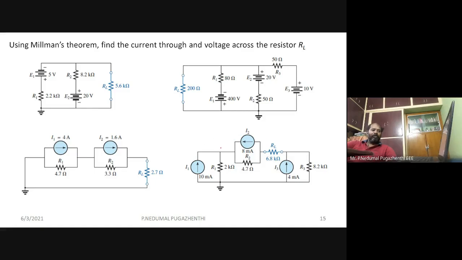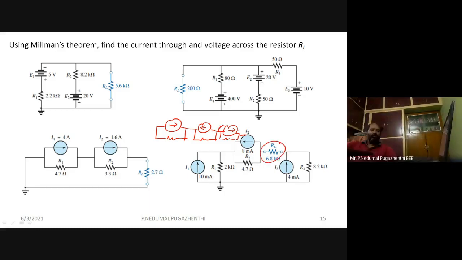Okay, this fourth problem is similar to this third one only. Now your actual circuit looks like this. You have a current source in parallel with a resistance, and you have another current source in the opposite direction in parallel with a resistance, and you have another current source in this direction with a resistance. In between that you have your load resistor. That's it.